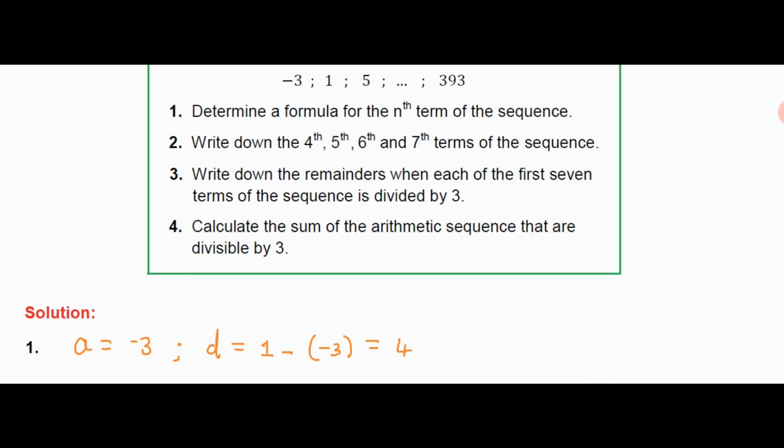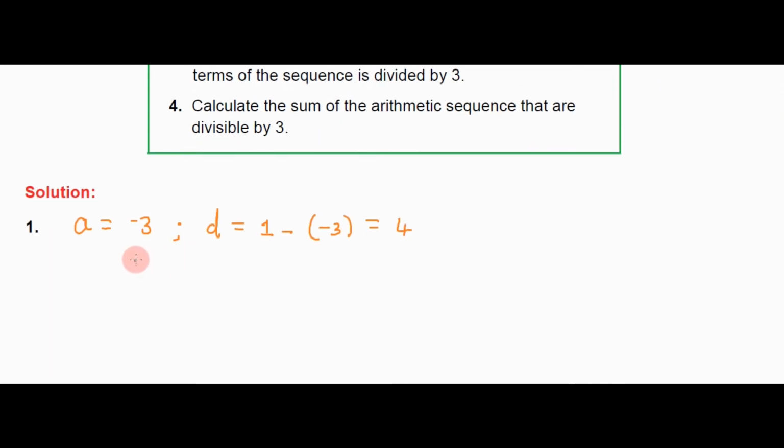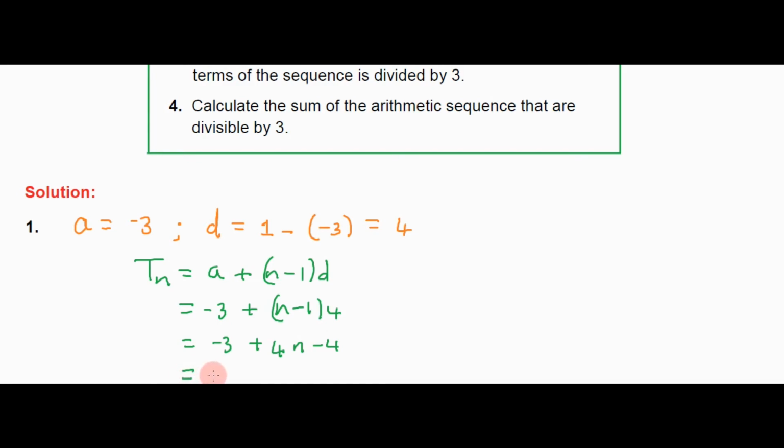Now we use the formula T sub n. So T sub n is A plus n minus 1 times D. And we substitute in the values of A, which is negative 3, and D, which is 4. We can simplify. We can multiply the 4 into the brackets. And adding like terms, we see that the general term comes to 4n minus 7.